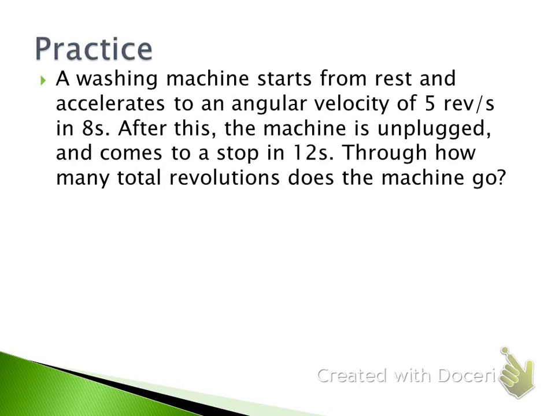So this tells us the washing machine starts from rest and accelerates to an angular velocity of 5 revolutions per second in 8 seconds. Like I said, this one has two parts to it. The first thing that we're going to do is look at this first section of the problem. A washing machine starts from rest, so we've got an initial angular velocity of 0, and accelerates to an angular velocity of 5 revolutions per second. That's really important that we understand it's not radians per second. This is revolutions per second.